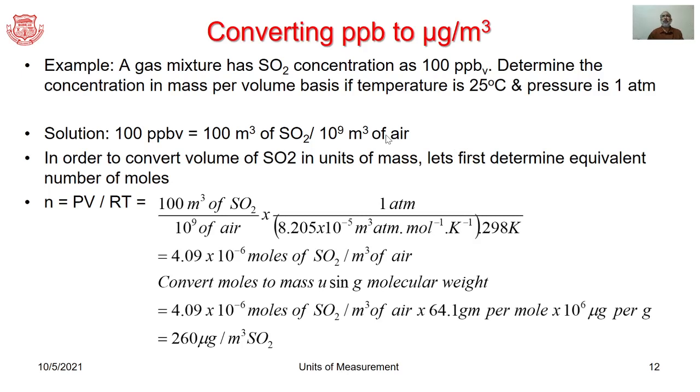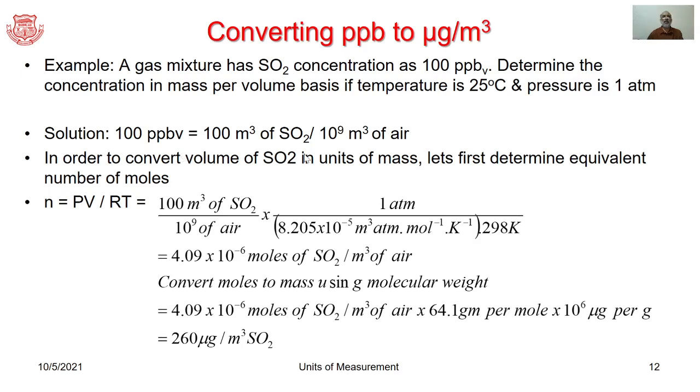Say, we wish to convert these parts per billion into microgram per cubic meter. According to the given data, the gas mixture has SO2 concentration as 100 ppb based on volume. We wish to determine the concentration on a mass per volume basis for a given temperature of 25 degrees centigrade and atmospheric pressure of 1. So this 100 ppb would be nothing but 100 cubic meter of sulfur dioxide divided by 10 raised to 9 cubic meter of air.